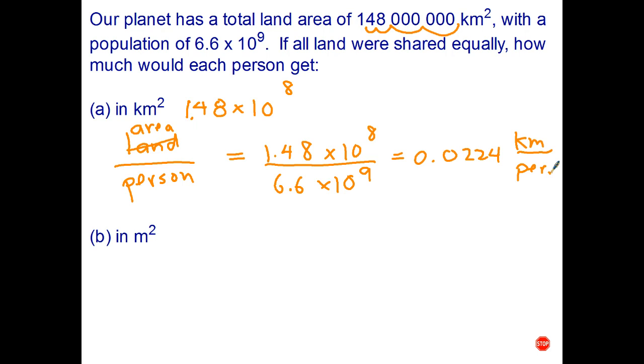Now we want to convert that into square meters. So the question, of course, is how many square meters in a square kilometer? Well, let's draw a quick little diagram to figure that out. There's 1 kilometer by 1 kilometer. And that's the same as 1,000 meters by 1,000 meters. So to convert square kilometers to square meters, I've got to multiply by 1,000 by 1,000, since the area is length times width.